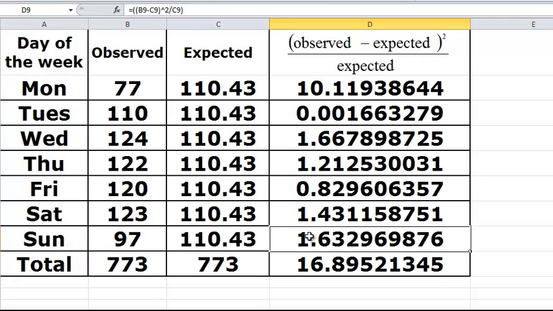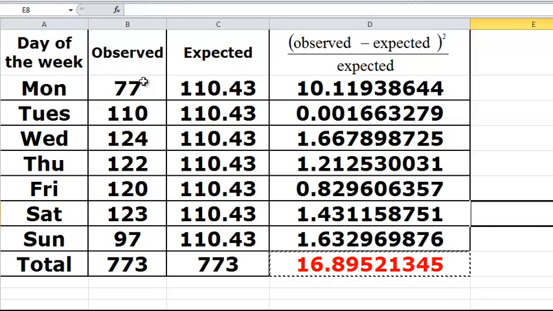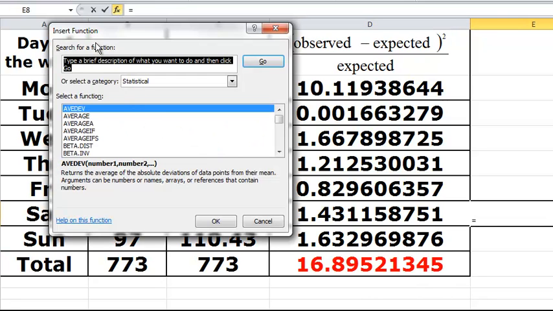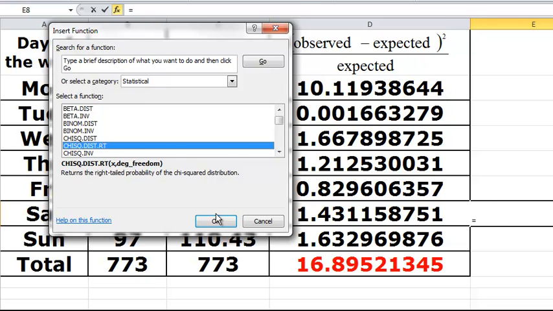So what we have to do now is compute the p-value of the test. Remember, in this case our test is a right-tailed test, and the value of the statistic is 16.89521, and degrees of freedom is 6. 7 minus 1 is 6. So we will go to the insert function option, and in statistical, here we go, we have chi-square distribution, right tail.